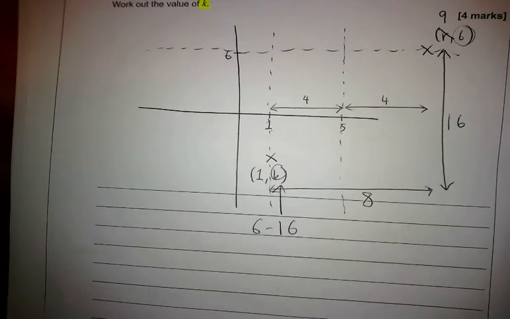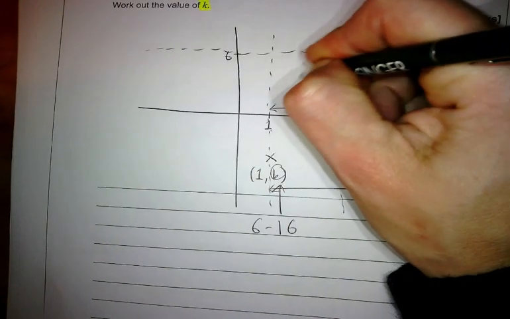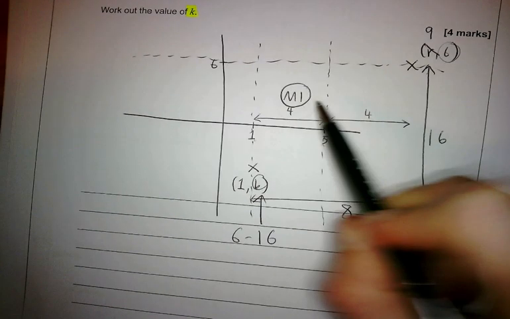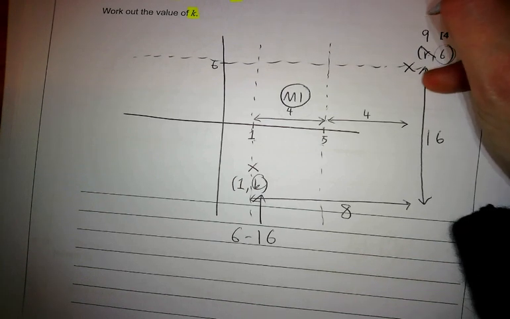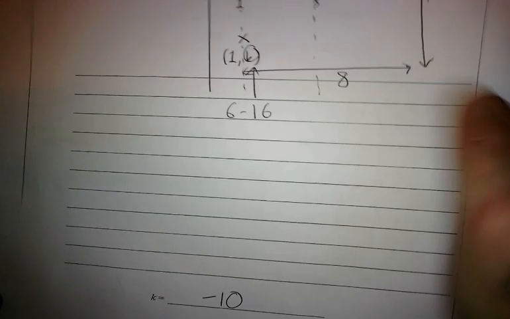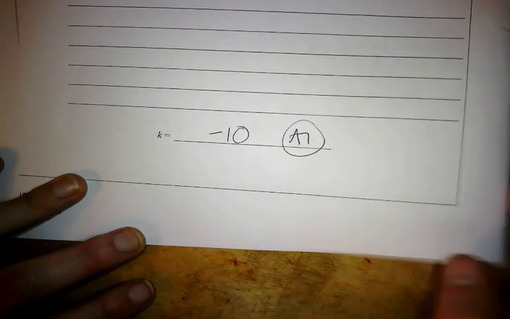You would get 1 mark for working out this value 4 anywhere in your workings. There's lots of different ways you could have done this, but if you're using this method, you'd get another mark for figuring out that the r coordinate is 9. You'd get 1 mark for doing 6 subtract 16, and then full marks for negative 10 as your final answer.